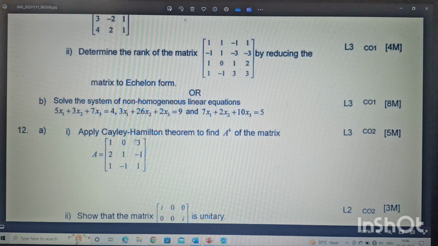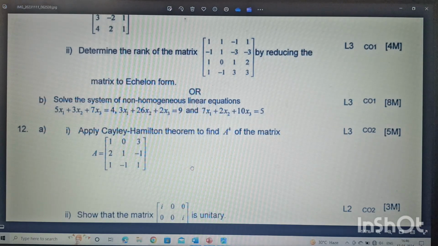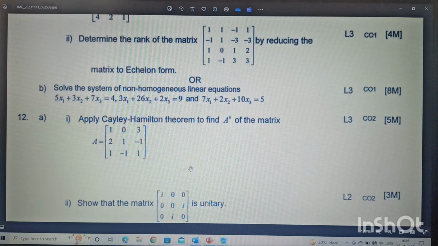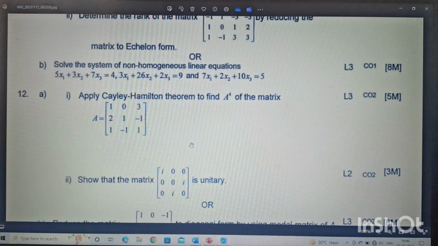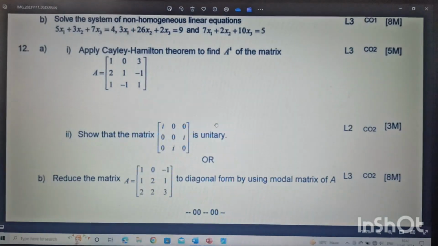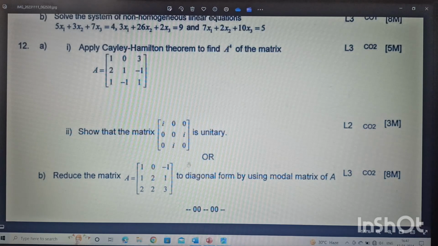So that is the eigenvalues and eigenvectors question. Apply the Cayley-Hamilton theorem, find A power for the matrix. In the second question given, show that the matrix is a unitary matrix. Okay? And in this choice question given, reduce the matrix to diagonal form by using the modal matrix of A. So first verify whether it is diagonalizable, then convert to diagonal matrix.